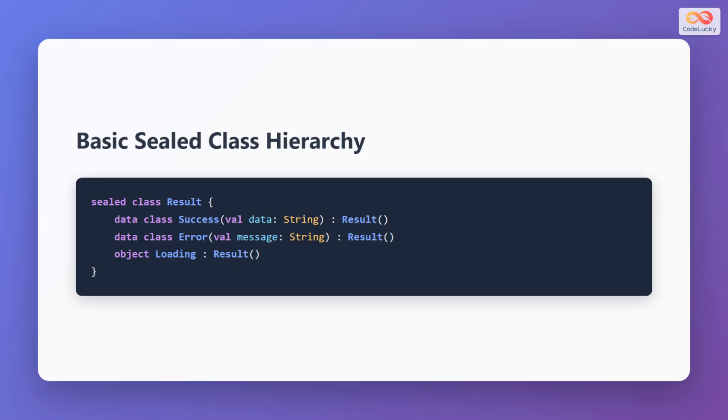Let's start with a basic sealed class hierarchy. Here we have a sealed class called Result with 3 subclasses. Success is a data class that holds a string data property. Error is a data class containing an error message, and Loading is an object representing a loading state. This hierarchy represents common states in asynchronous operations like network requests.